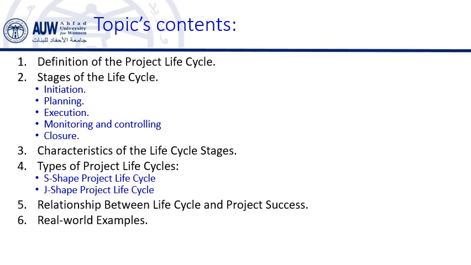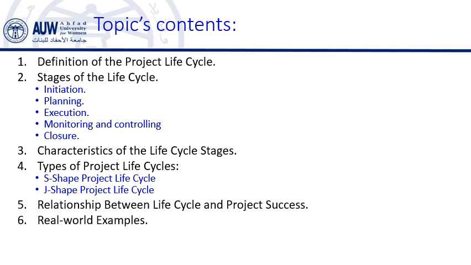Second, the stages of the project life cycle. Next, we will dive into the 4 key stages or phases of the project life cycle. First phase, initiation, second, planning, third, execution, and the last, fourth, closure. Each of these phases has distinct activities and deliverables that contribute to the project success. We will break each of these down in detail.